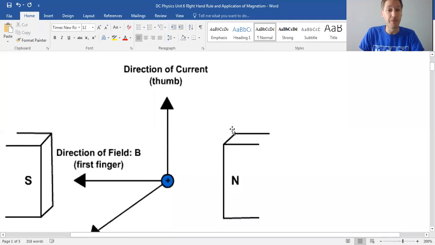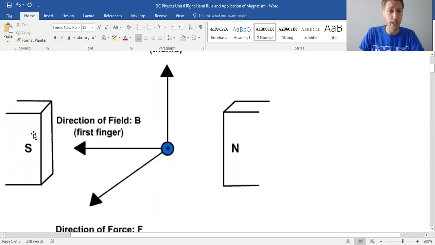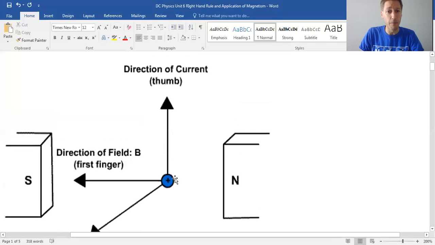What that means is if we had two magnets here, north end, south end, we've got the magnetic field pointing from right to left. If a positive particle was moving perpendicular through the field, so if a positive particle is moving up, it would experience a force because of going through this field.